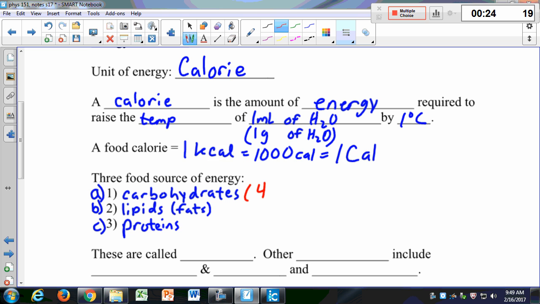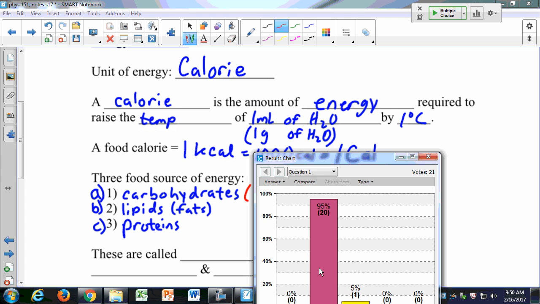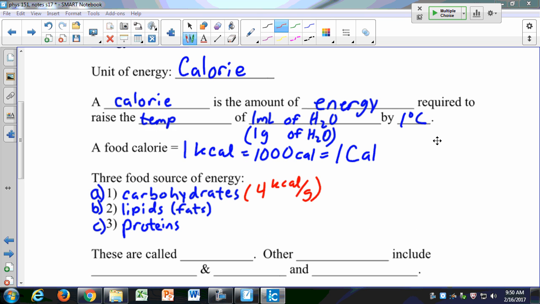Carbohydrates have 4 kilocalories per gram, which has the highest. I'm going to stop at 37. Look at y'all. None of this, right? So lipids have an energy density of about twice that, 9 kilocalories per gram. And then proteins have the same as carbohydrates, roughly 4 kilocalories per gram. Right, so lipids have a greater energy density.